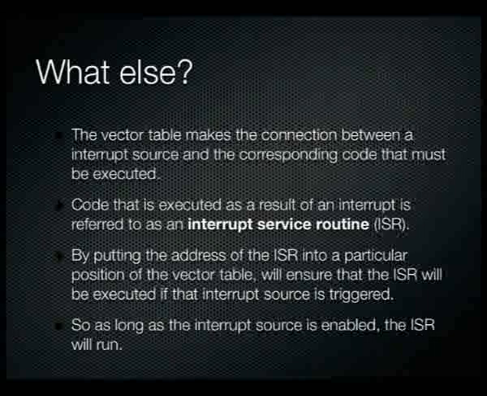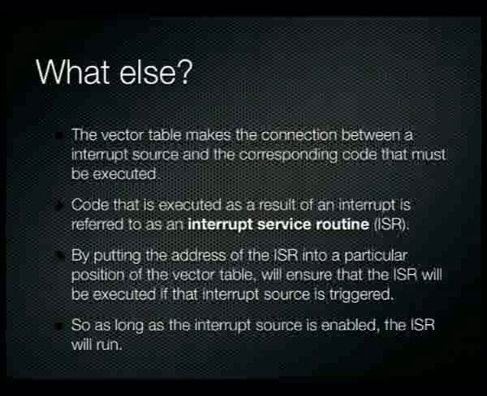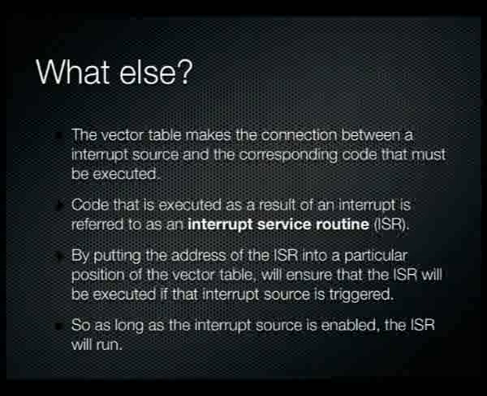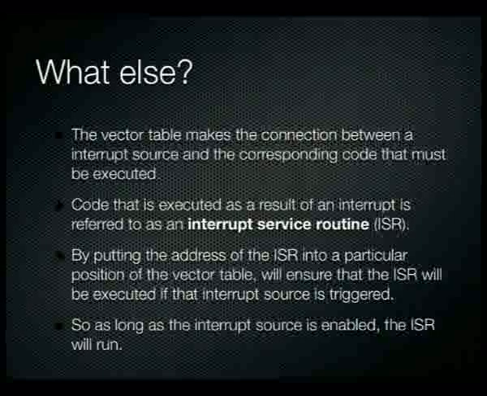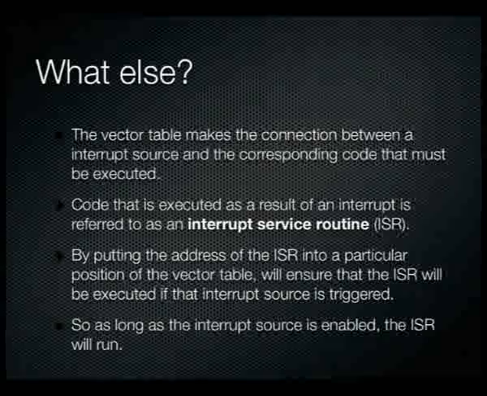Generally, when you write an interrupt service routine, it's just a chunk of code like a normal subroutine that performs a particular task that we need in order to deal with that particular event that's taken place. We refer to this as an interrupt service routine, and we put its address, as I said before, in a particular location in the vector table, and that will ensure when the interrupt takes place, that ISR will in fact be run. So as long as the interrupt source is enabled, the ISR will run.